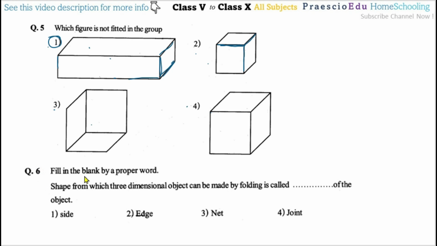Now question number 6, fill in the blank with the proper word. A shape from which a three-dimensional object can be made by folding is called a net. So option number 3 is correct. Again I am repeating, a shape from which a three-dimensional object can be made by folding. If you fold this up, suppose it is like this, you will get an object. So these surfaces, the shapes previously, are called nets.